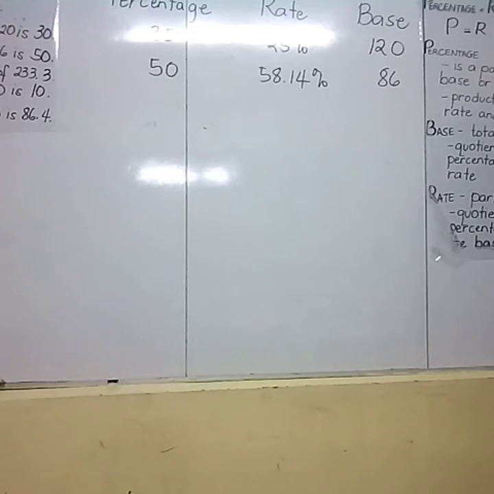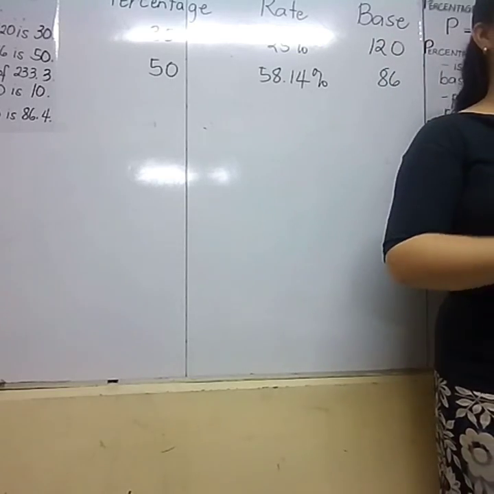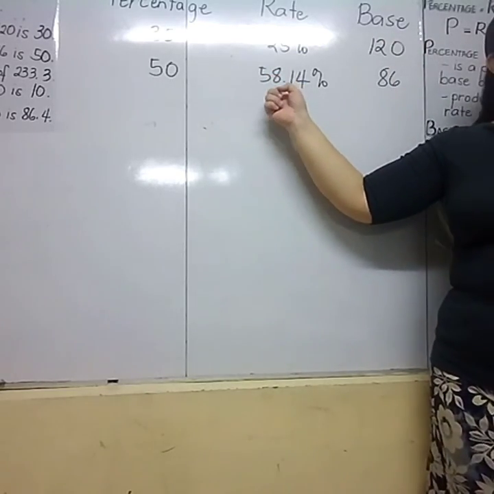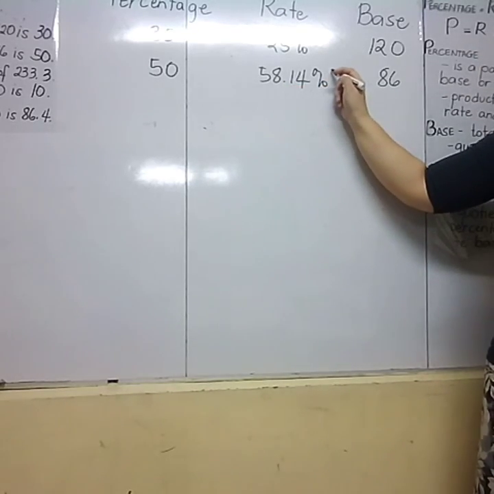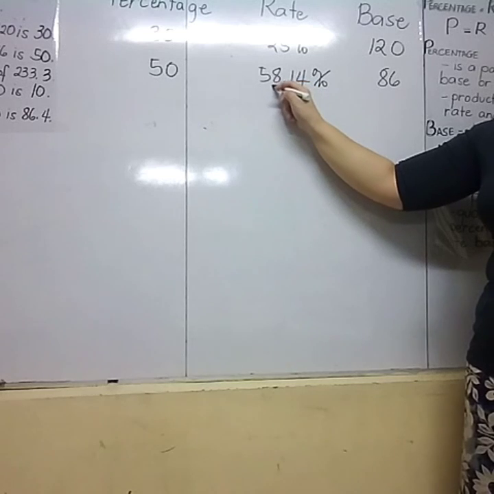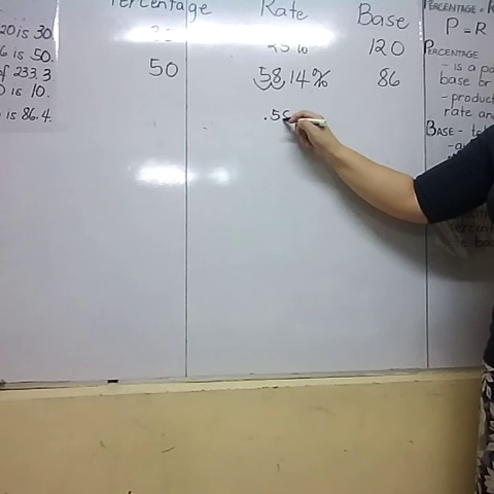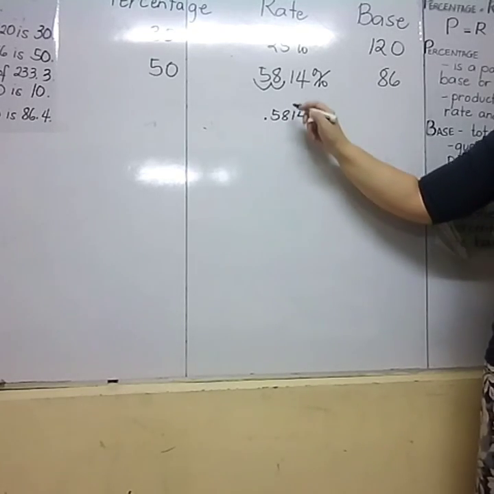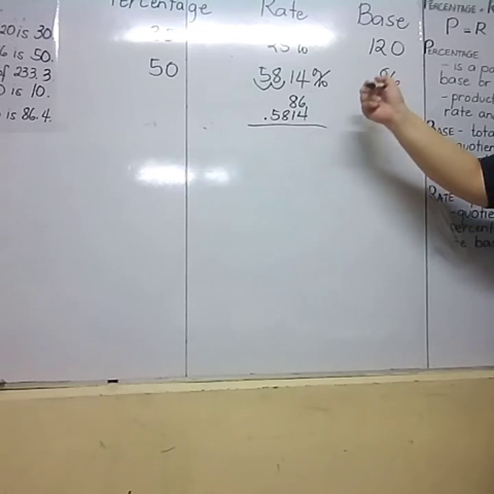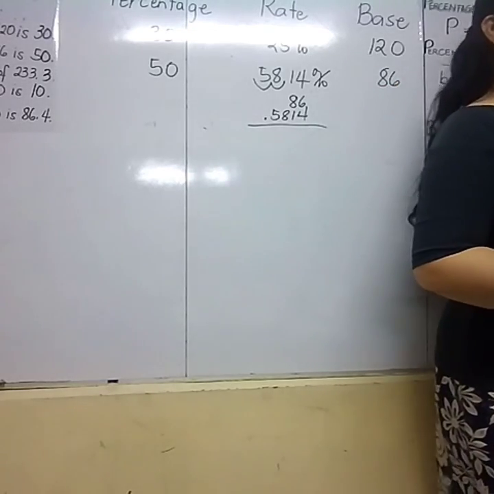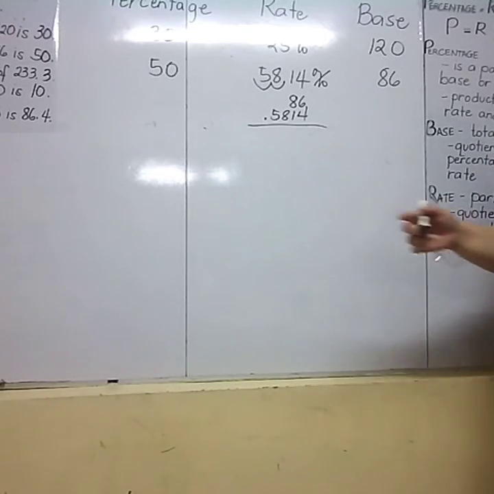Tingnan niyo nga kung totoo nga kung 50 ang 86. Get your calculator and compute this one. So paano niyo to gagawing decimal? You remove the percent sign and then move the decimal point. So this will be 0.5814 times 86. Nakuha ba? Get your calculator. Wala kang calculator? Okay, let's solve it manually.